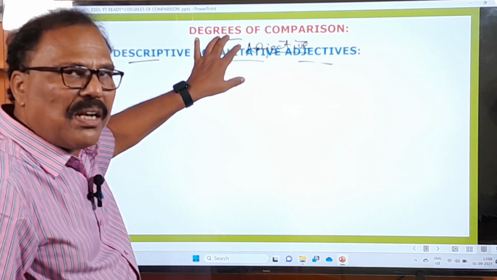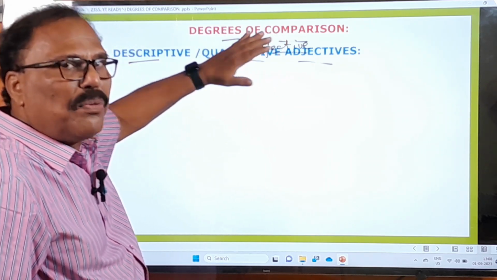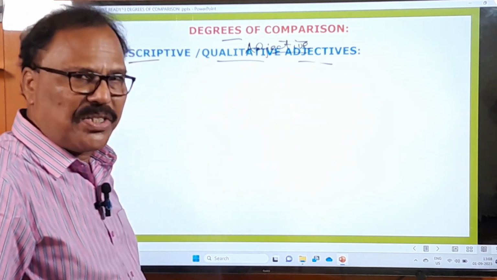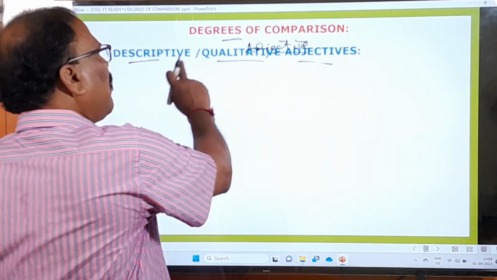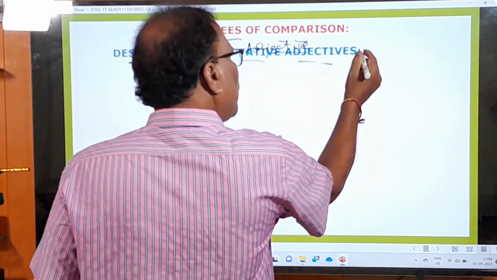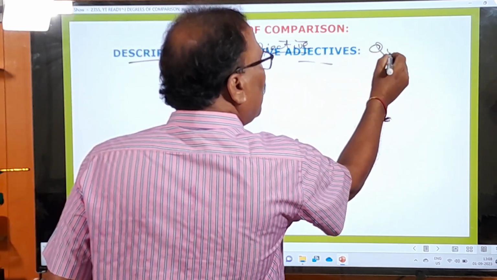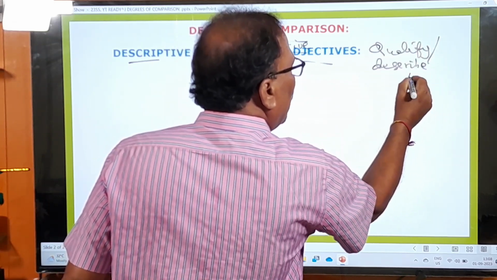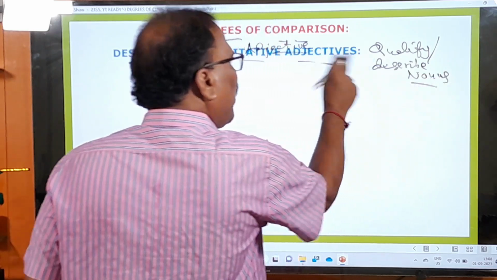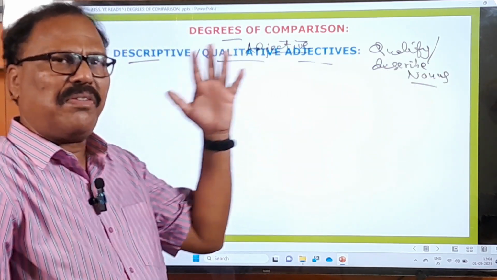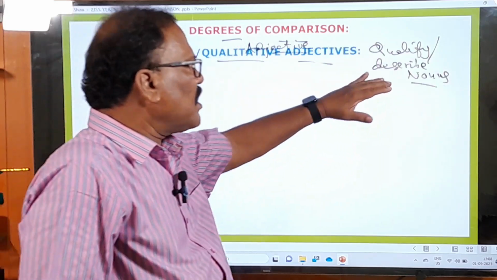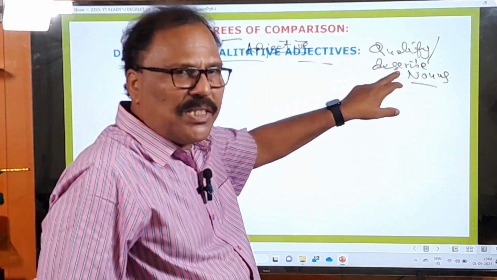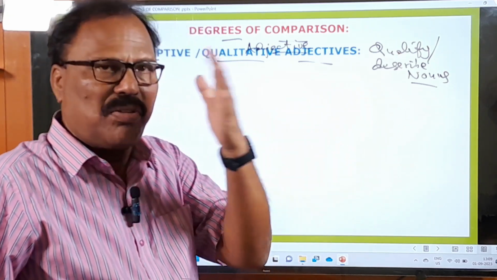So, if you want to learn about the degrees of comparison, you must first learn about descriptive adjectives or qualitative adjectives. What do these mean? All adjectives are words that qualify or describe nouns. Any adjective will qualify a noun, and any adjective will describe a noun. Qualify is a technical grammatical term, and describe is a general English term. That's all the difference between them.